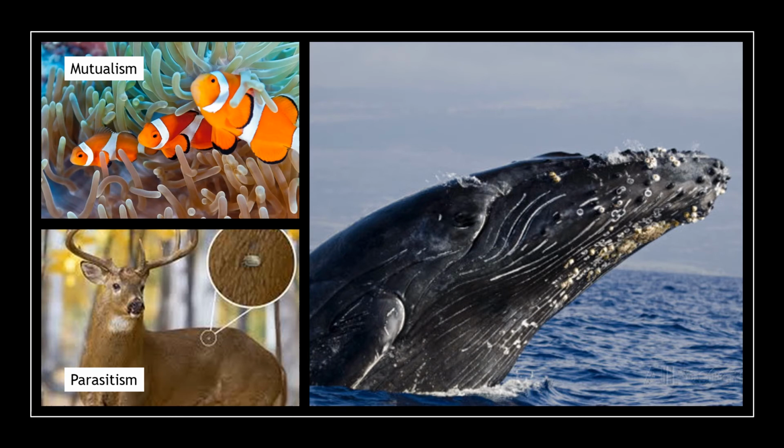The other kind of symbiotic relationship we talked about was commensalism, where one is helped and the other one is neither harmed but also doesn't benefit. So this is an example of a humpback whale.